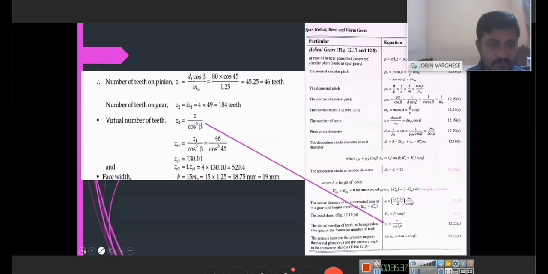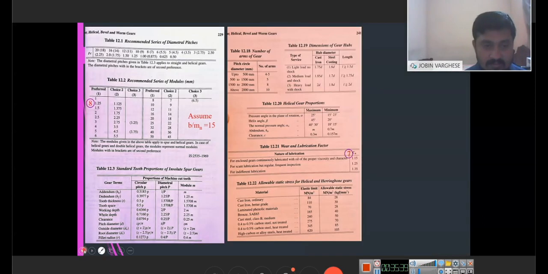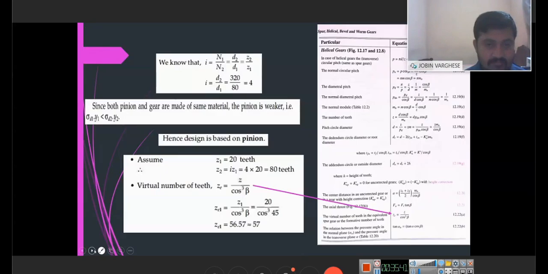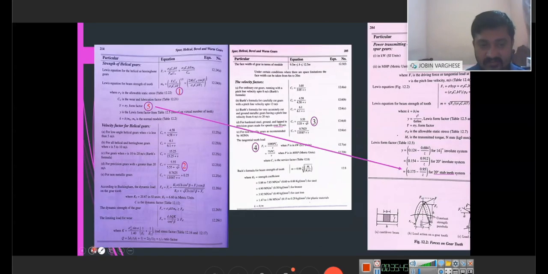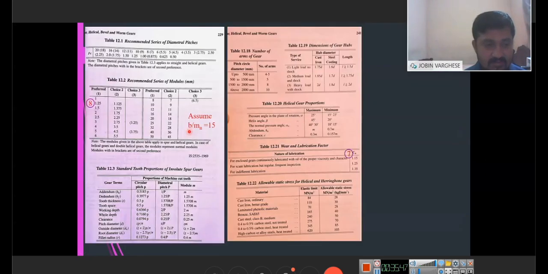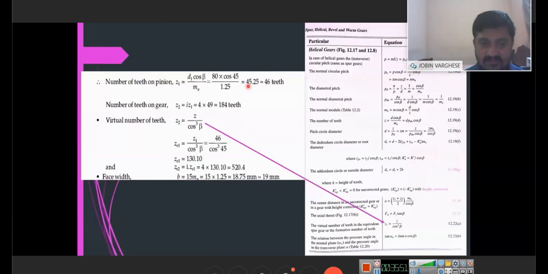That is b by mn, okay, we have taken b by mn equal to 15. From this, we can take b equal to 15 mm. Module is already calculated from the previous equation. We calculate the face width.